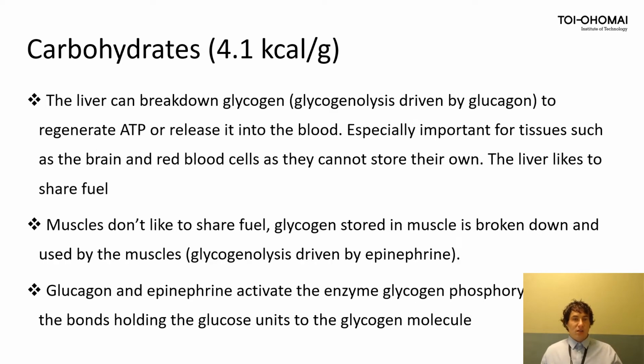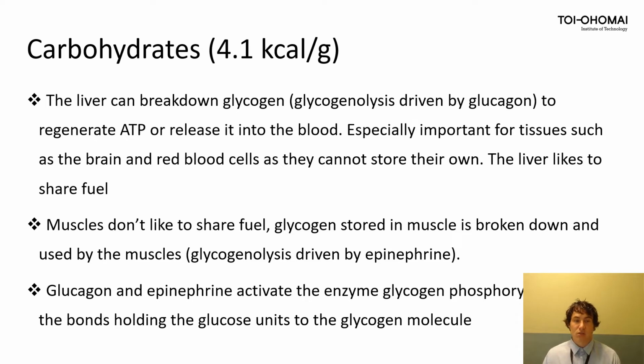The liver can break down glycogen through a process called glycogenolysis, driven by a hormone called glucagon, so it's like the opposite of insulin. This is in our liver, and it helps us regenerate ATP or release glucose into the blood, ready to go. Especially important for tissues such as the brain and red blood cells, which cannot store their own glucose. The liver likes to share fuel. It's its job. Share fuel, metabolize different substances and dish it out where it needs to be. So the liver is super important.